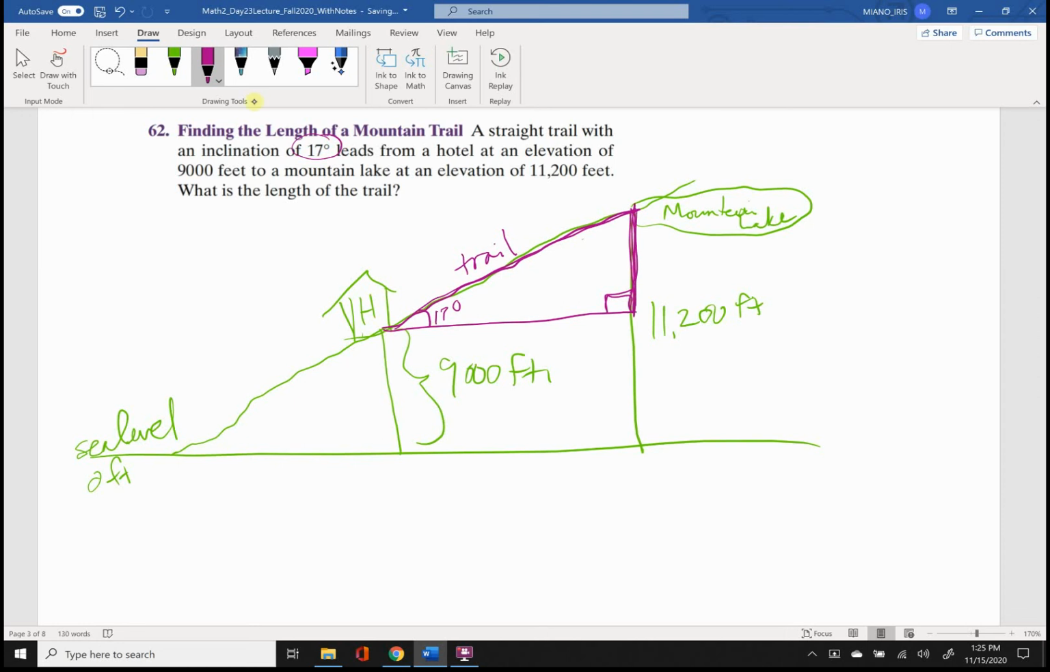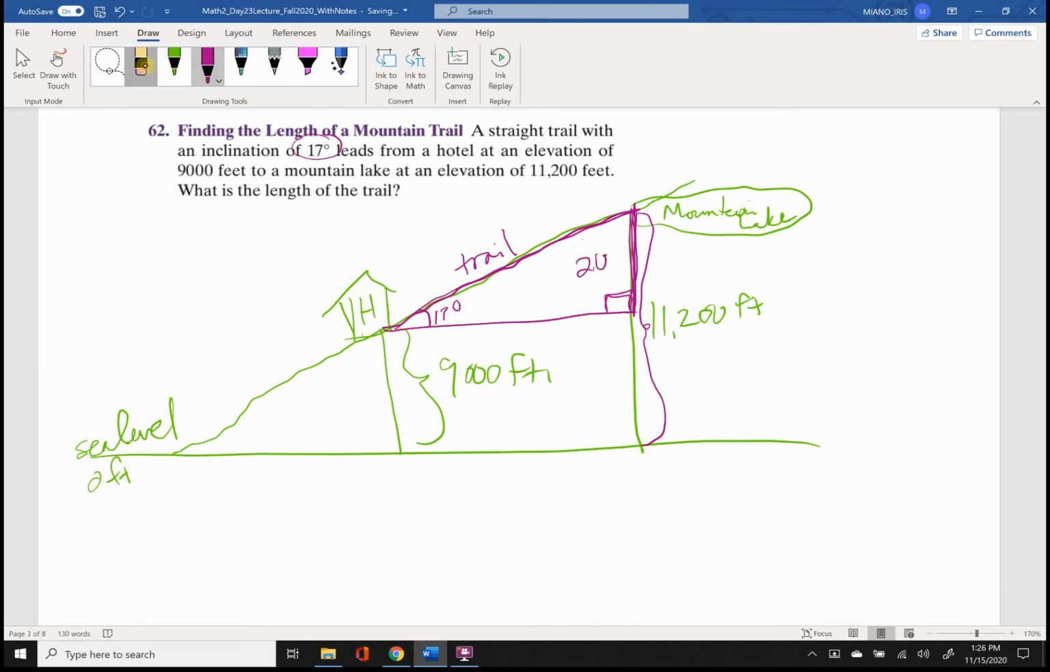And believe it or not, we can determine what that is because we have this whole length from here to here being 11,200, and then this length from underneath the triangle in question all the way to sea level being 9,000 feet. So if we subtract the 11,200 foot elevation at the mountain lake from the 9,000 elevation that's happening at the hotel, we'll get this height right here of 2,200 feet.